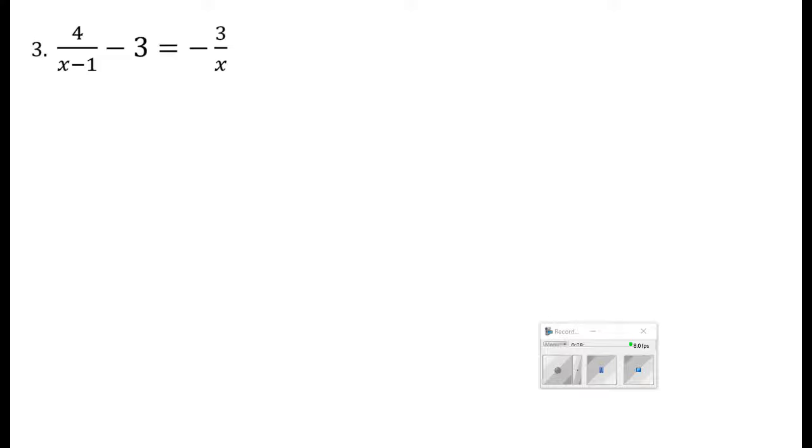Number 3: 4 divided by x minus 1, minus 3, equals negative 3 over x. So first of all, I'm going to take that 3 and put it over 1, just so I can see everything as a fraction. The common denominator that I need is x times x minus 1, because that's really like x plus 0. I need a factor of x, and I need a factor of x minus 1.